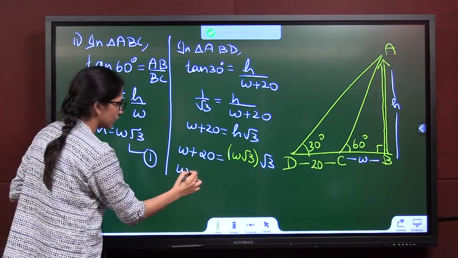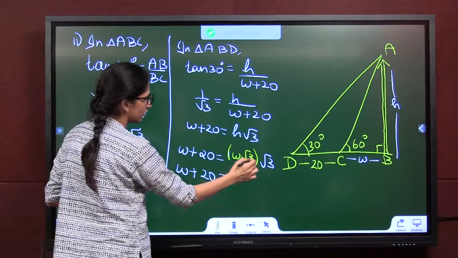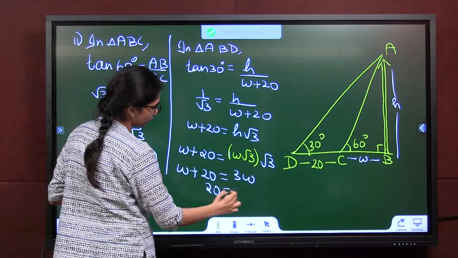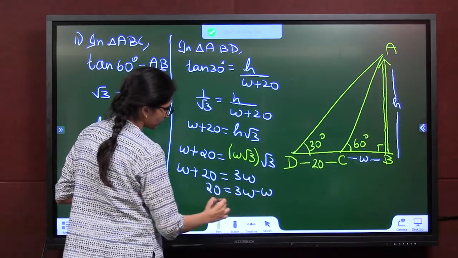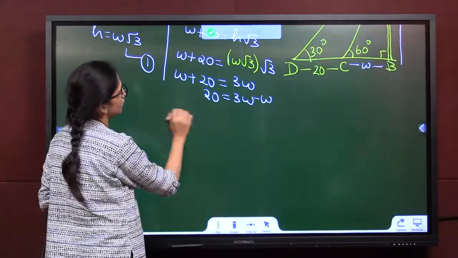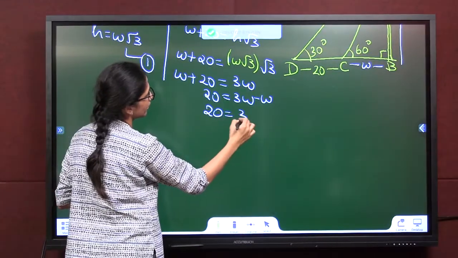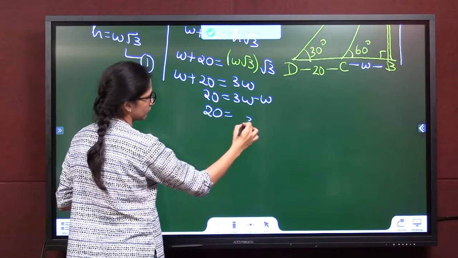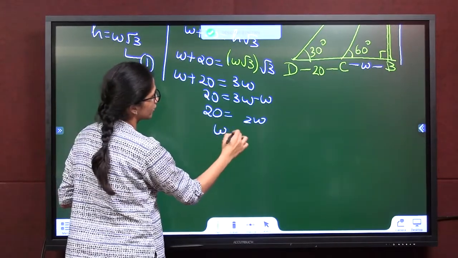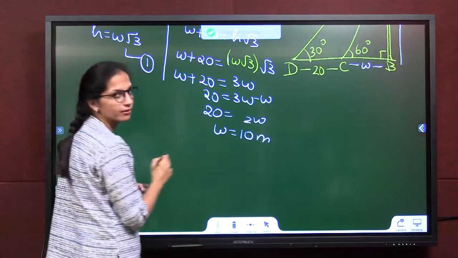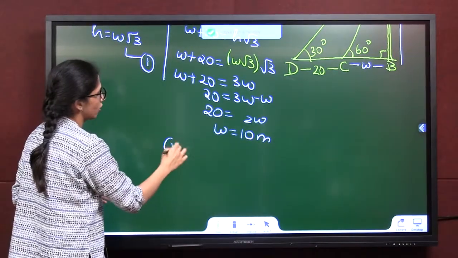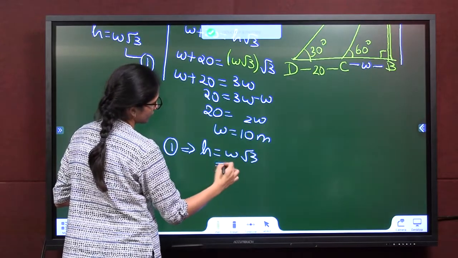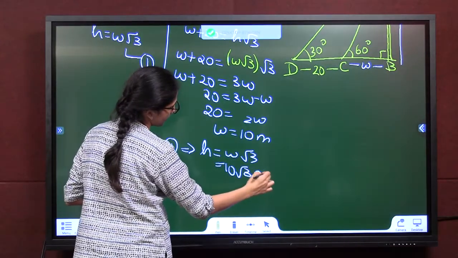So we have W plus 20 is equal to 3W. W goes aside. 20 is equal to 3W minus W. 20 is equal to 3W minus W, 2W. W is equal to 20 by 2, which is 10 meters. I want H from 1. Let us find H. H is equal to W root 3. Substitute 10 root 3 meters.